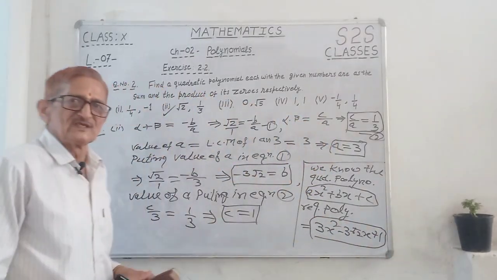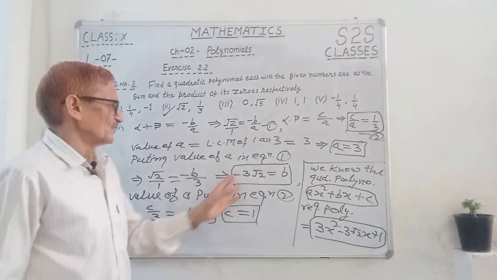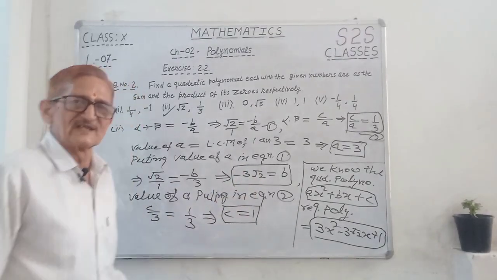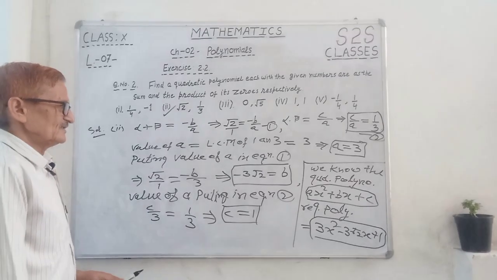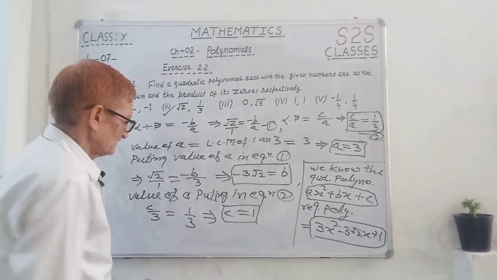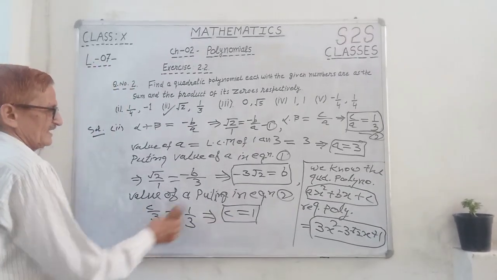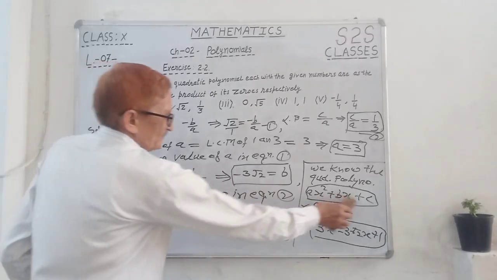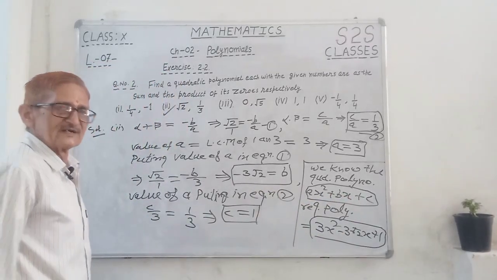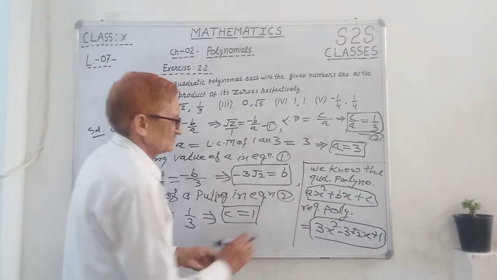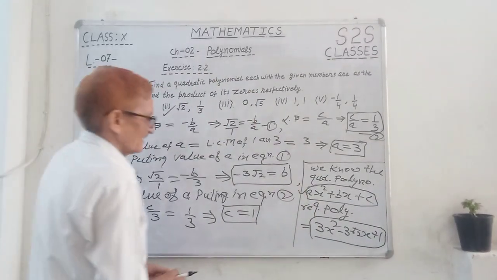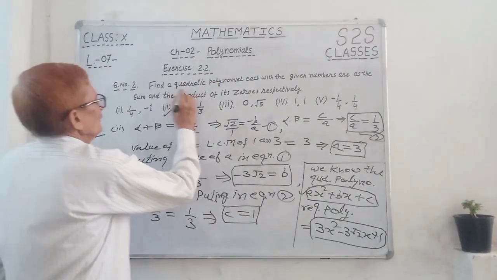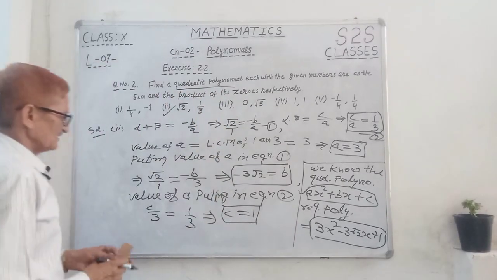For the first part which we have done, also put a, b, c and write the quadratic polynomial, which I have not written. Okay, you may write that. Similarly, as here, find out a, b, c and then put them in this standard quadratic polynomial ax square plus bx plus c. That will be the answer, because we are asked to find the quadratic polynomial.